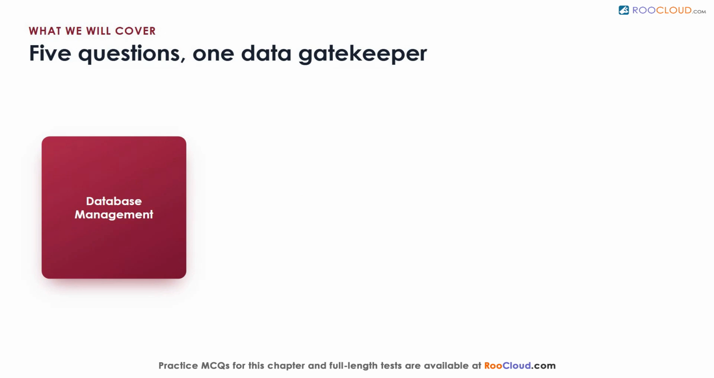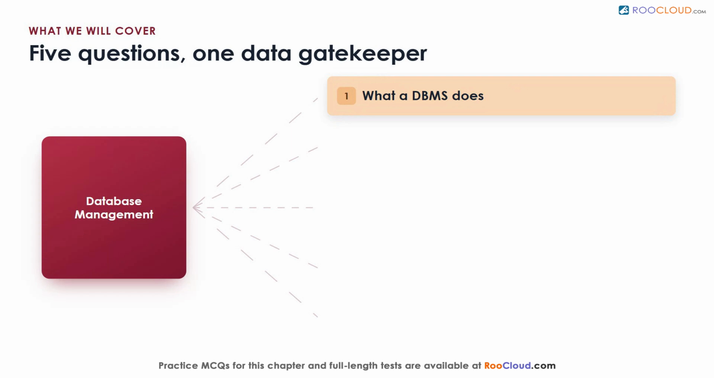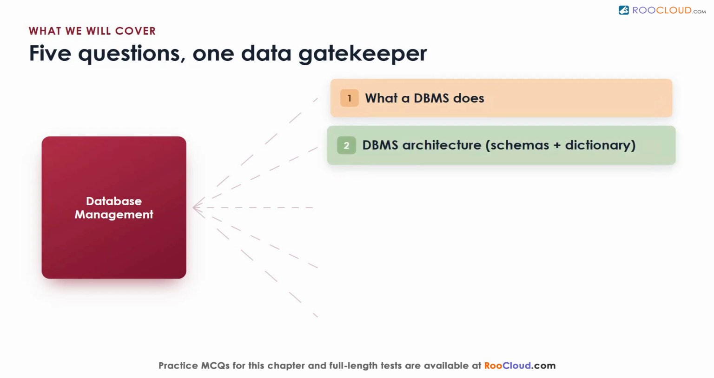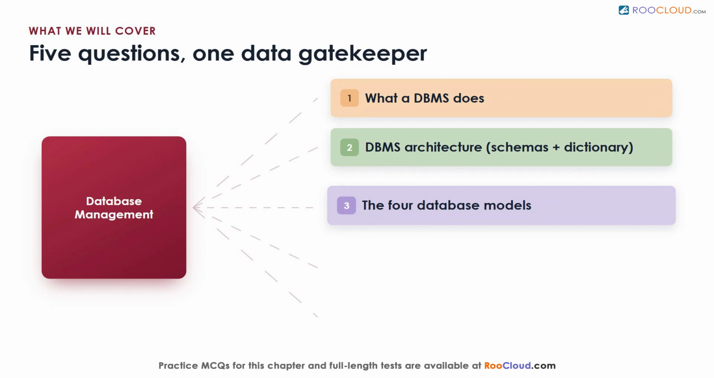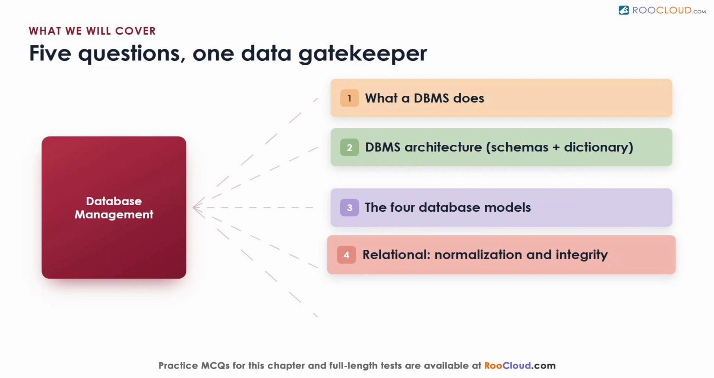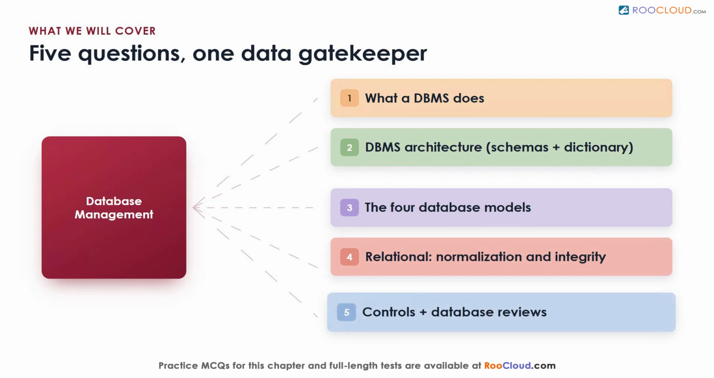We'll answer several questions. What does a database management system actually do? How is it structured underneath? What are the main database models? How does the relational model keep data clean? What controls keep a database safe? And what does an auditor review when checking one?